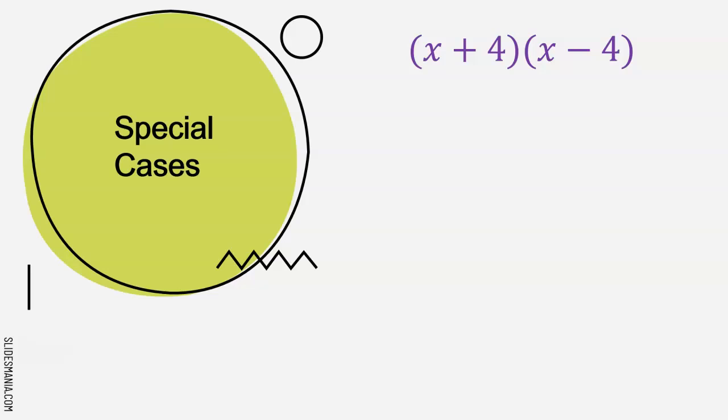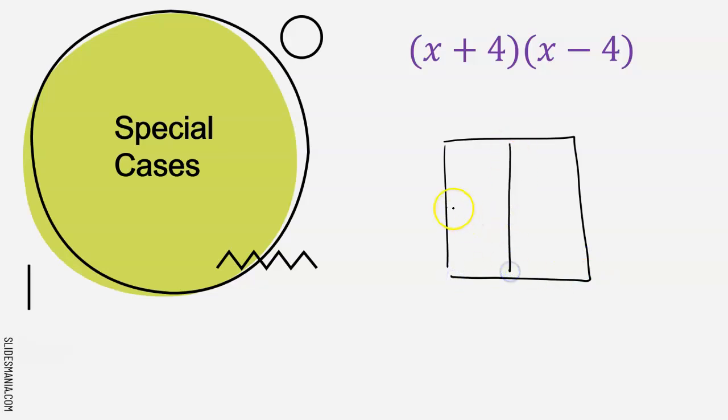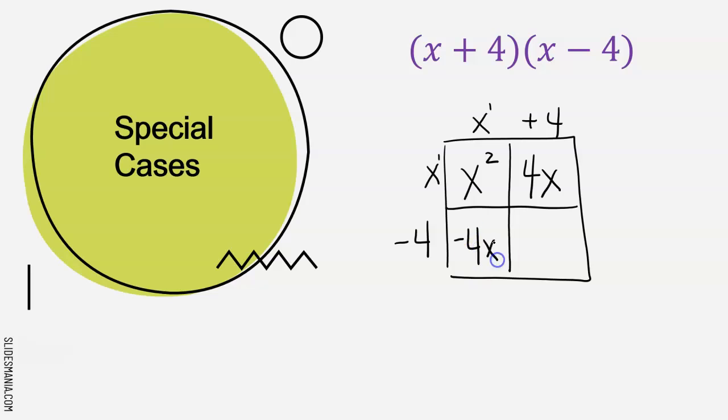We have a couple special cases to talk about, and these don't really involve learning anything new. It's more when it gets to the final answer, something a little bit interesting happens in this problem. So I have x plus 4 times x minus 4. When I multiply these, I'm going to get x to the power of 2 in the first box, 4x in the second box, negative 4x in the third box, and then negative 16 in the last box.